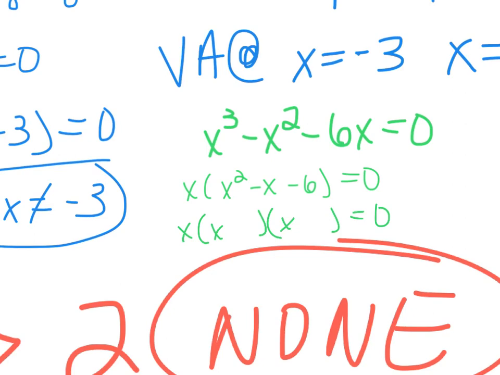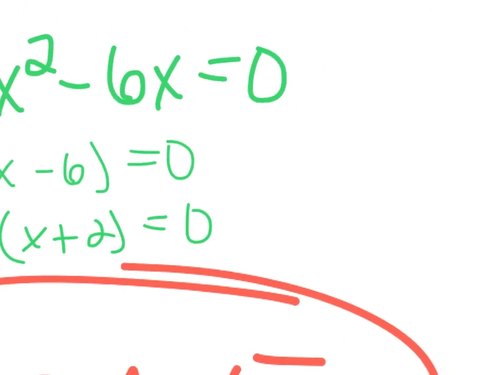I want a negative 1 when I add. Negative 3, positive 2. So now I set each piece equal to 0. So I have x equals 0. I have x minus 3 equals 0. And I have x plus 2 equals 0.